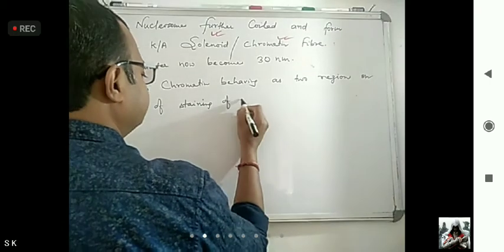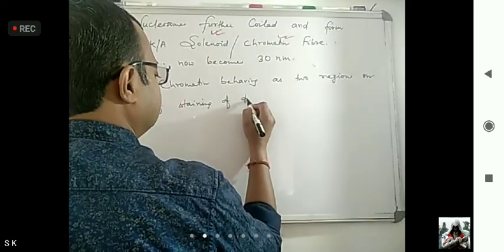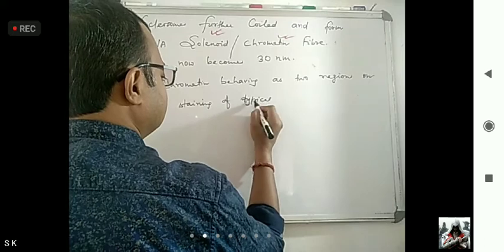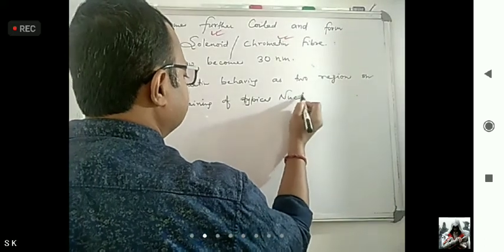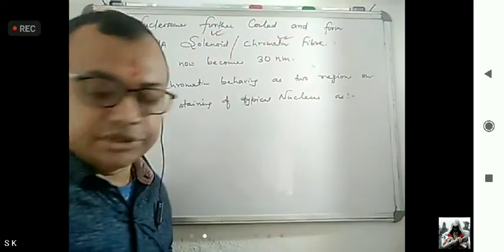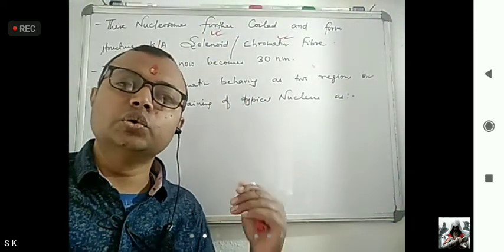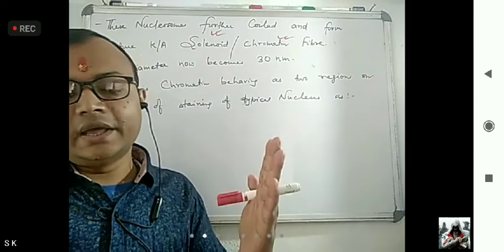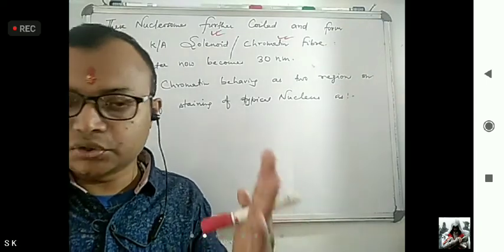Staining of typical nucleus edge. Now, what are those two reasons? One is known as euchromatin and one is known as heterochromatin.